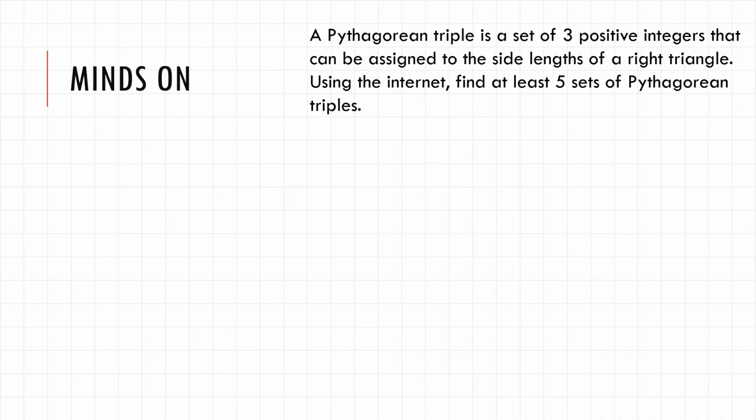To start us off, I'd like you to do a little research project here. A Pythagorean triple is a set of three positive integers that can be assigned to the side lengths of a right triangle. The most famous of those is 3, 4, and 5. You can assign the numbers 3, 4, and 5 to the side lengths of a right triangle like so, or maybe even 4 could go here, 3 could go here, and 5 would be the hypotenuse.